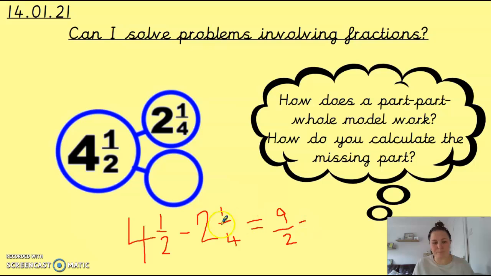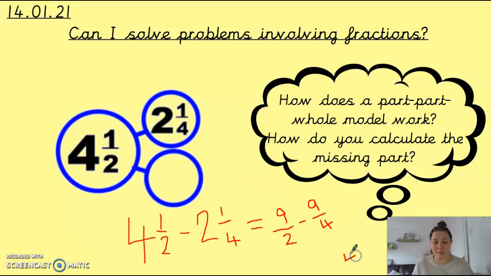Take away 2 times 4 is 8. So there's 8 quarters in 2 wholes and 1, 9 quarters. That's step 1. Now, I still need to make the denominators the same. I'm looking for my common denominator. I've got 2 and 4. A number that's in both of those times tables, that's a multiple of both, is 4.